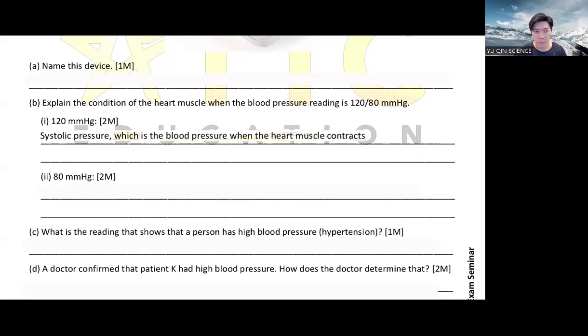Okay, good. You do the opposite for number two. We go to C, okay.